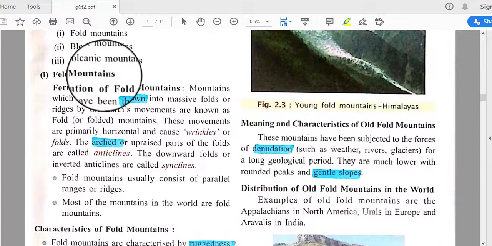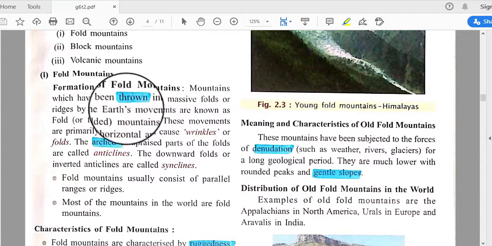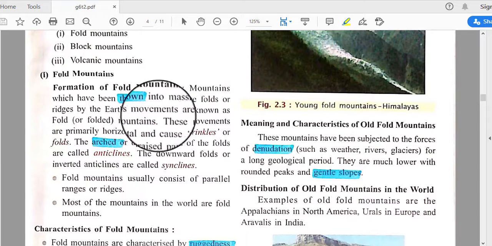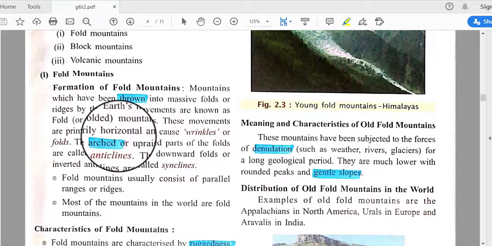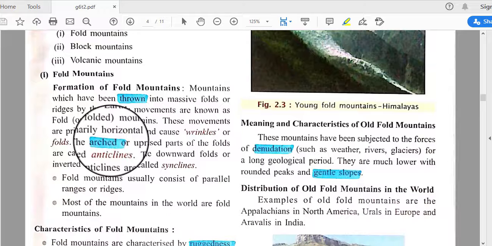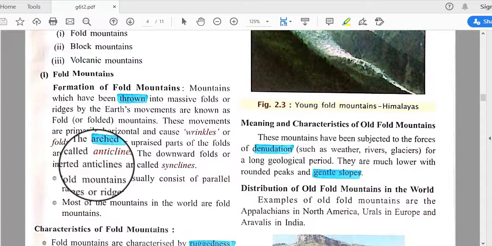What is fold mountain? The formation of fold mountains: mountains which have been thrown into massive folds or ridges by the earth's movement are known as fold or folded mountains. So those which create a bent-like structure are called fold mountains. And these movements are primarily horizontal and cause wrinkles or folds.